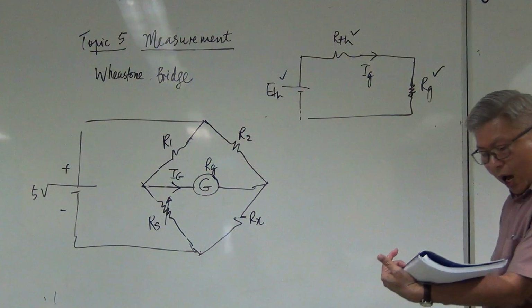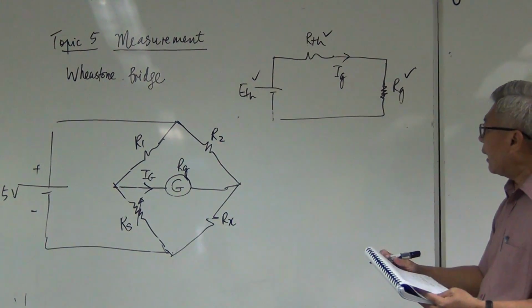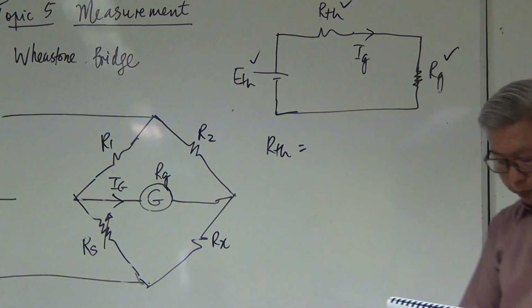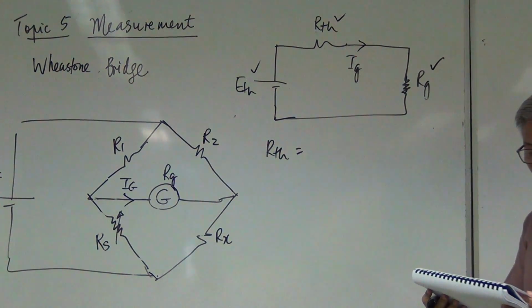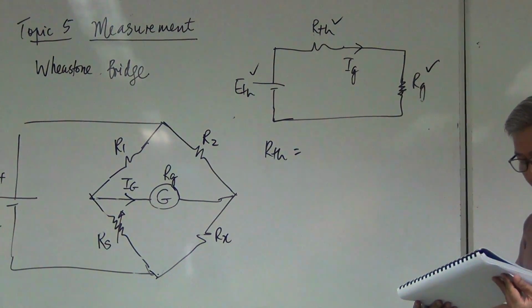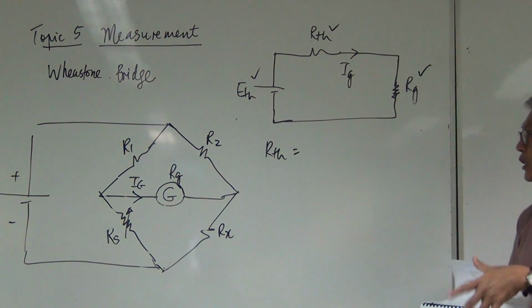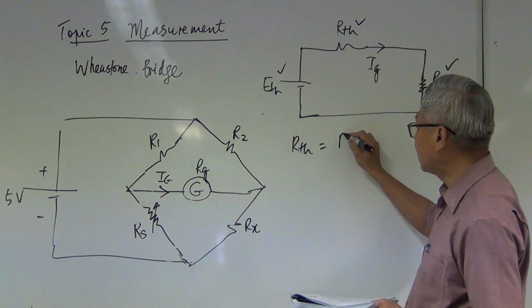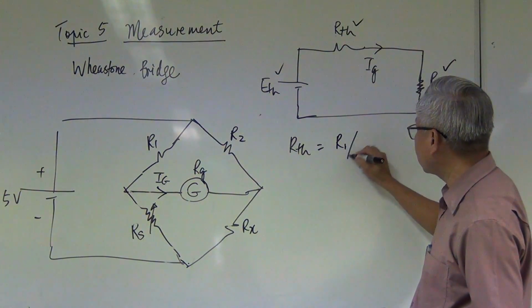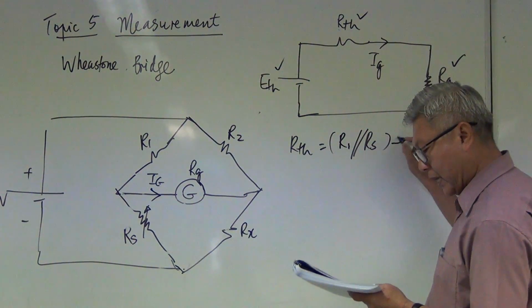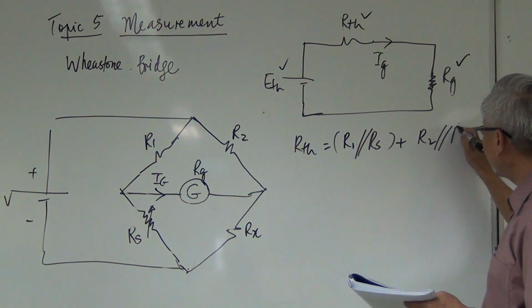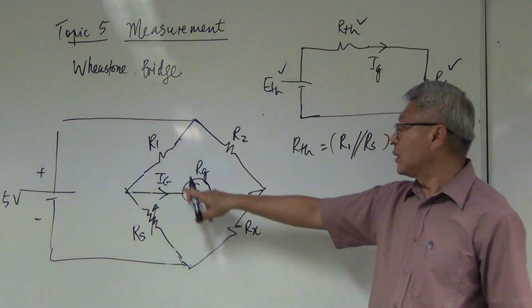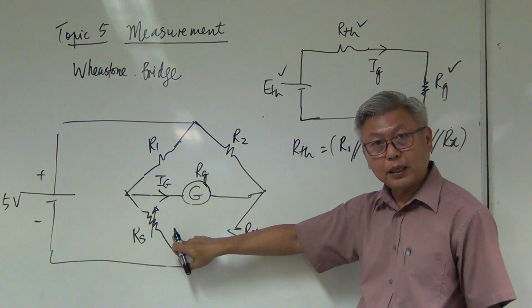Now to find RTH, the method can actually be derived and proven. RTH can be found using these two adjacent resistors: it is R1 parallel with RS, plus R2 parallel with RX. Take it that this is a method you must remember. So it's these two that are parallel to each other.